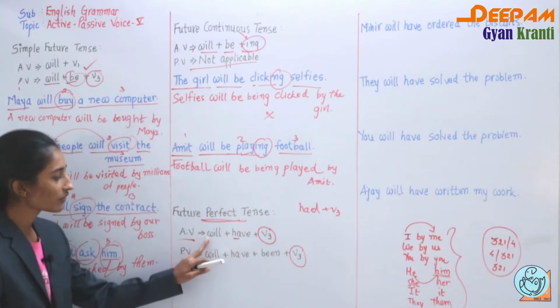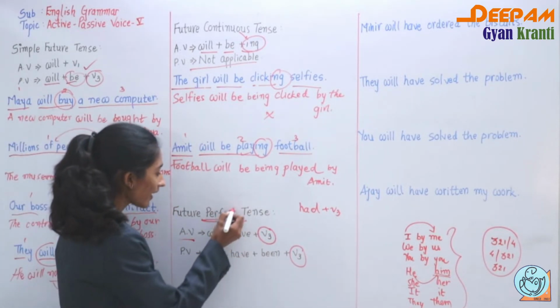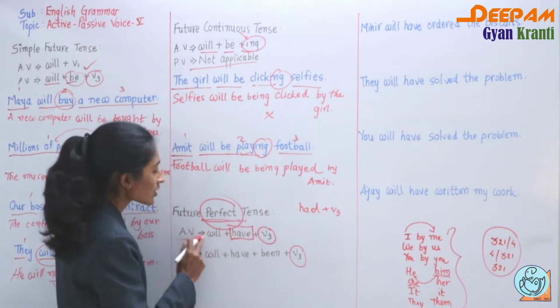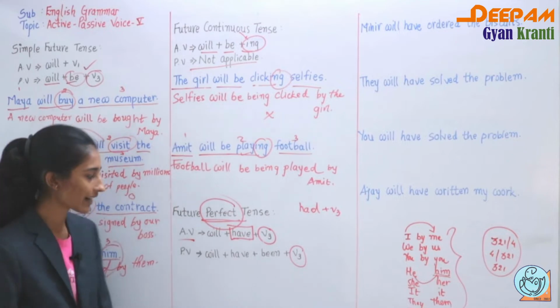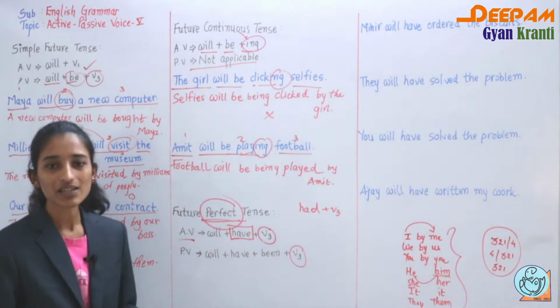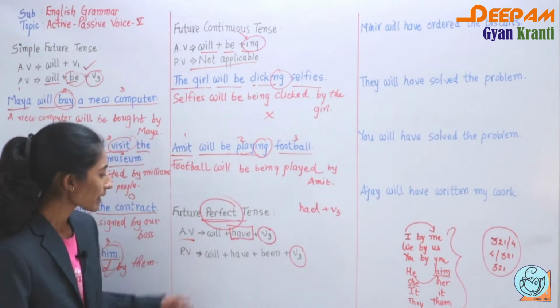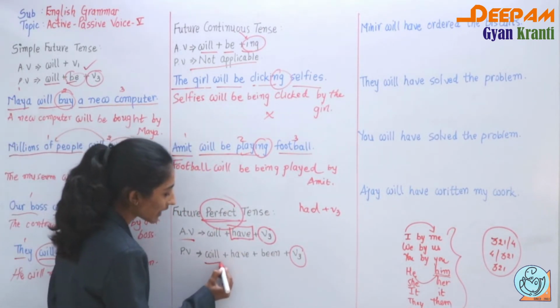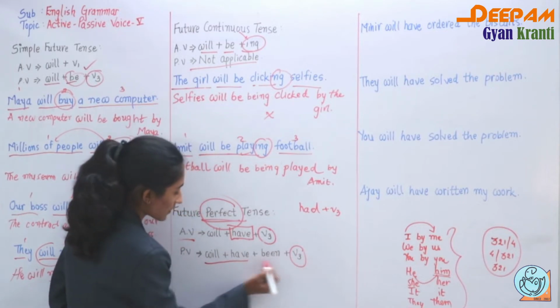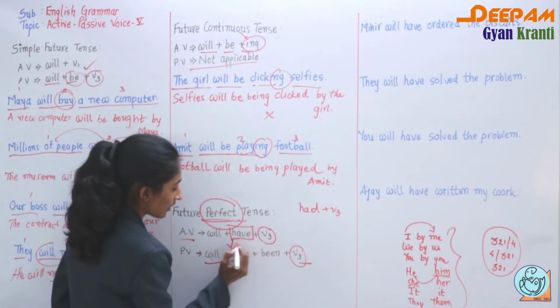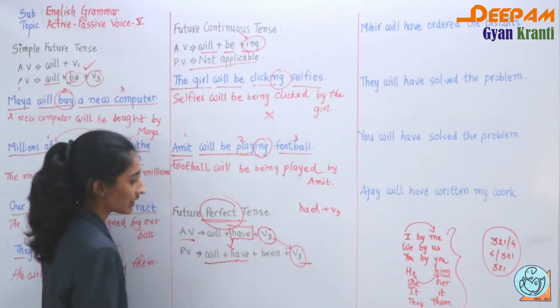So here also you have will plus V3, and I want to show the perfect tense, so I have to add here have. So will, have and V3, that is in active voice, means subject plus will plus have plus V3 plus object plus extra words. So in passive voice, what you have to do, you have to write will have and V3 as it is. You can see here will have V3 and will have V3.